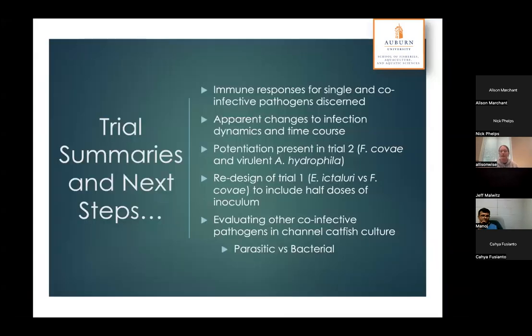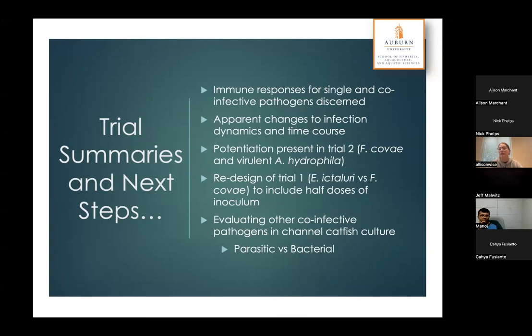So my next steps in this trial: like I mentioned before, I will redesign trial 1, and this will also allow me the opportunity to include these half doses. I'm also going to try to increase the dose for the FC fish to have a higher mortality and then decrease it for the H. pylori treatment groups. And just as a summary of what this trial gave us, the immune responses for single and co-infected pathogens have been discerned.